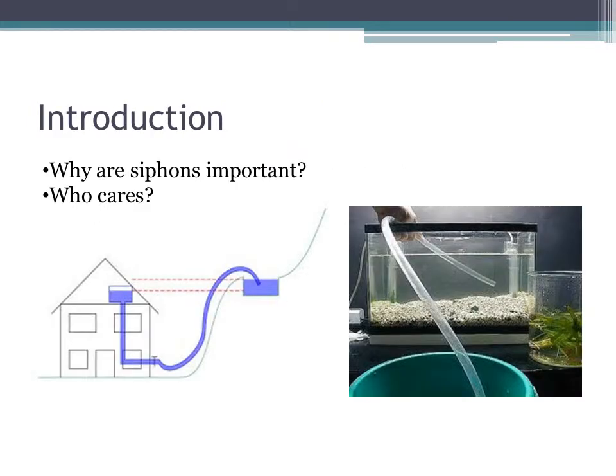So let's talk about why we even care about this project. How is it important or even helpful? As research shows, a siphon can do a similar job as a pump. It can be fast, simple, and cheap to create and operate. We can find siphons used in irrigation, medical, and even in our house.